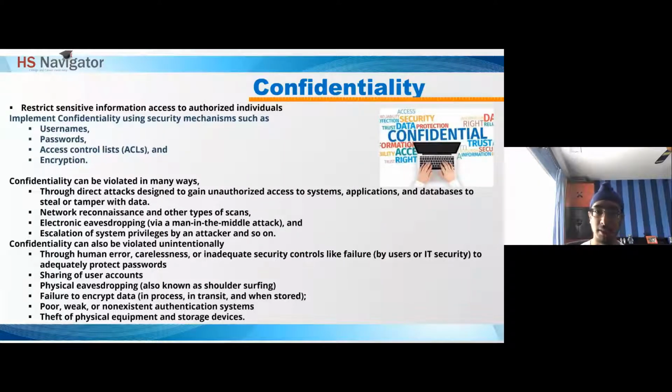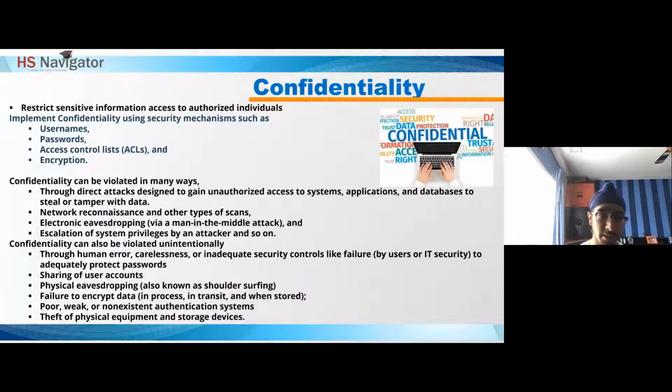Like let's say some IT security person accidentally makes a password really simple, like password 123, or they forget to turn on a firewall, they forget to turn on encryption, then that can cause a violation of confidentiality. If you share your accounts with someone, that violates confidentiality. You can also get physically eavesdropped on. Like you could be talking to someone about a password or confidential information face to face, and someone else could just be listening in on that.